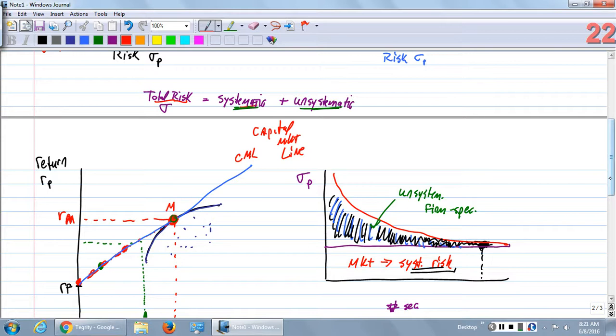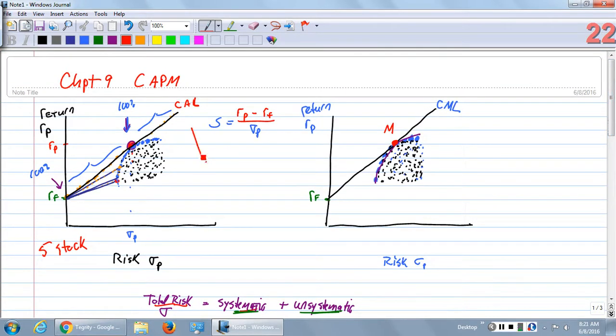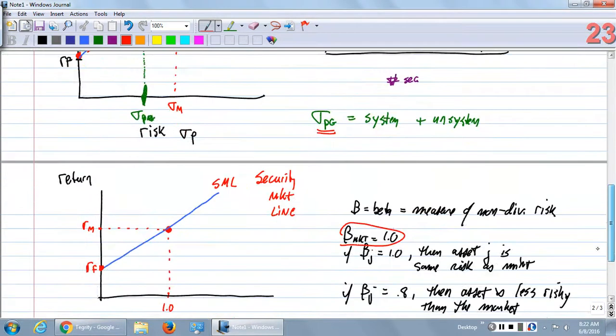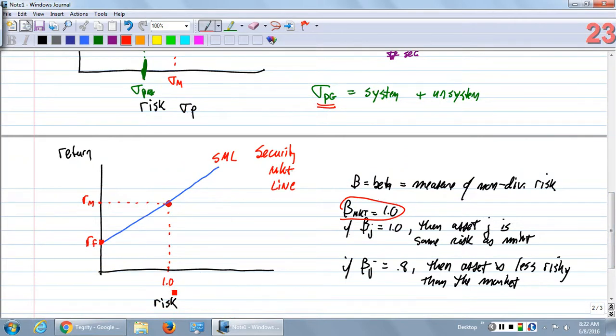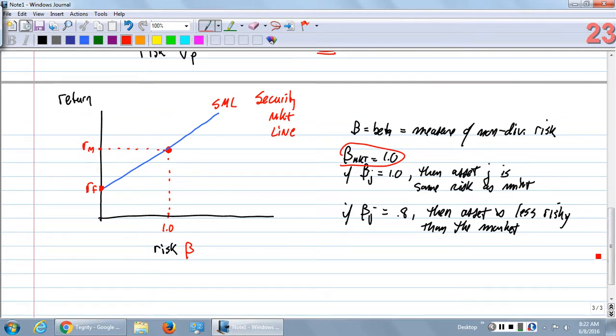Some of this gets confusing. The CAL stands for the capital allocation line. When we combine the risk-free rate with portfolios, let's say of 5 stocks, the line that we draw is called the capital allocation line. When we consider all of the possible combinations of risky assets, the entire market of assets, the line that we draw is called the capital market line. When we evaluate the returns of a portfolio or a security against systematic risk only, not standard deviation, that line is called the security market line.